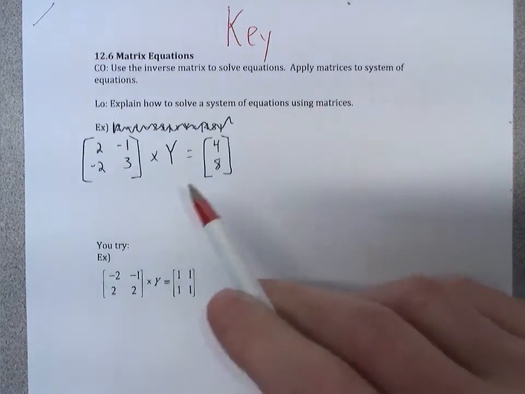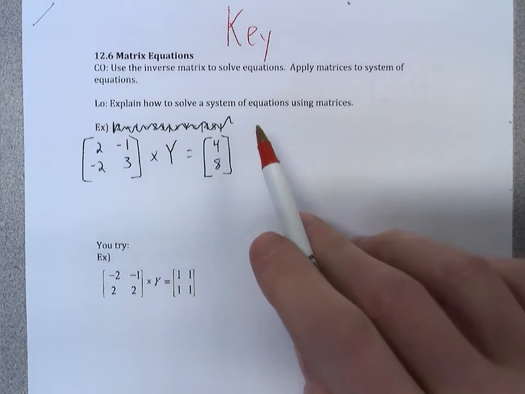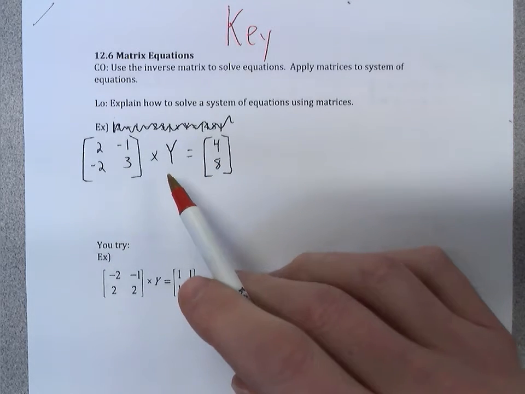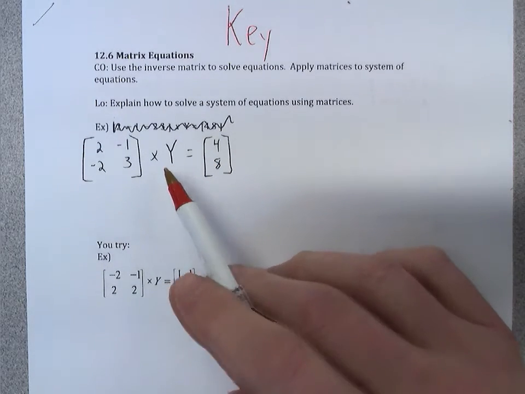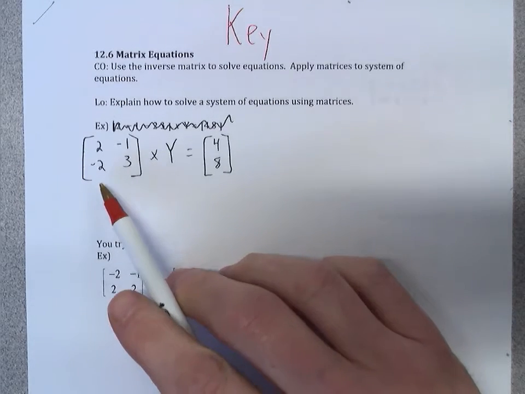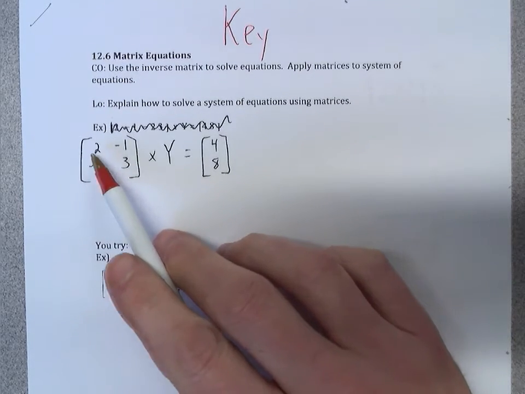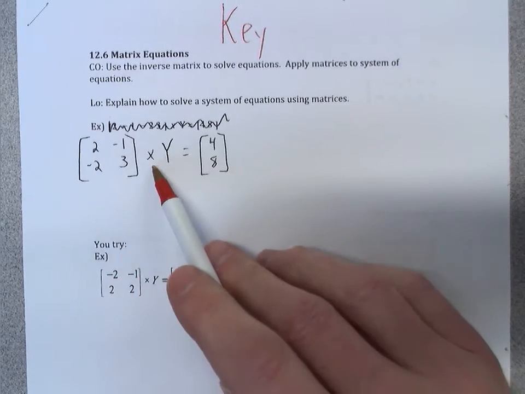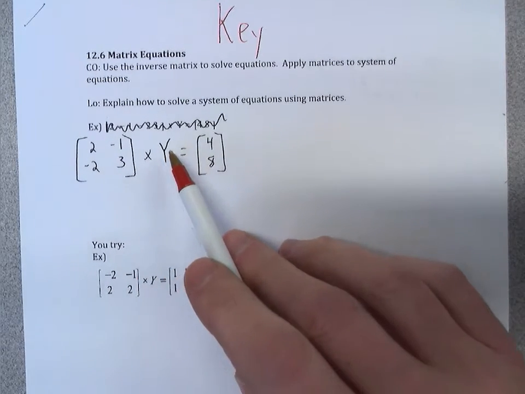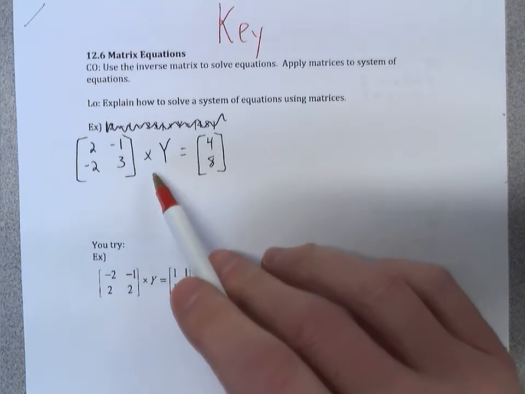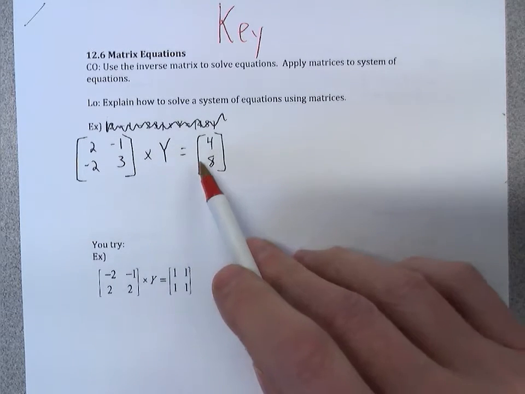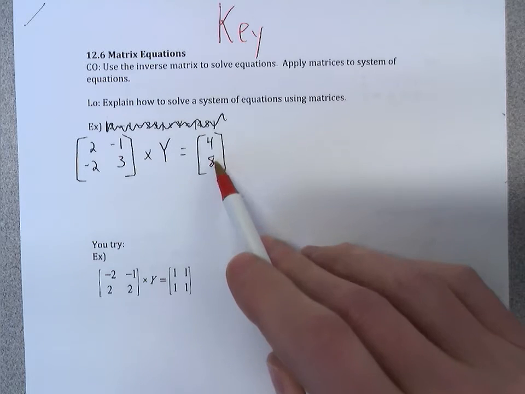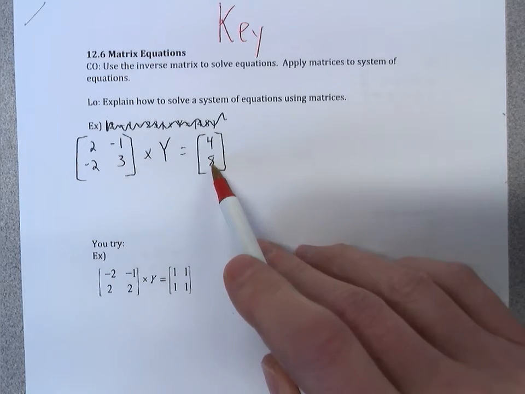So before we can get to solving systems of equations using matrices, we just need to be able to solve some basic matrix equations. So you'll see here I've got this matrix. It's a 2 by 2 matrix, 2, -1, -2, 3, times y. Y is just going to represent some matrix. And the answer to this would be this 2 by 1 matrix, where the answer is 4 and 8.